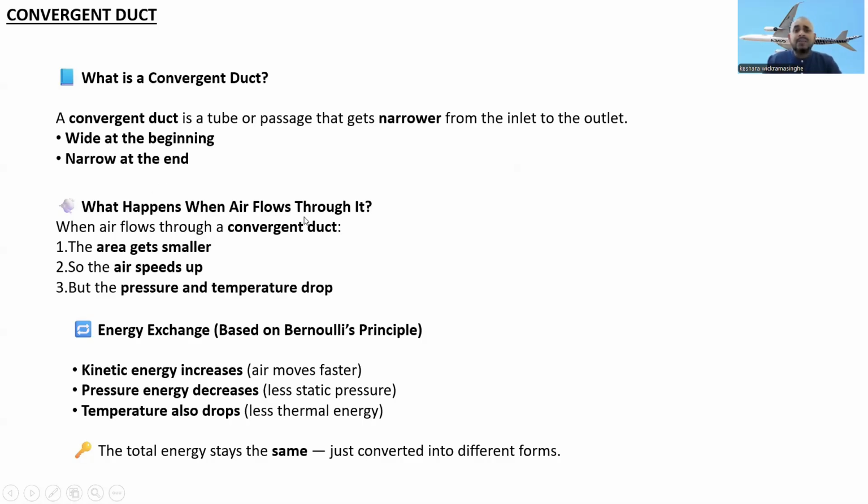So what happens when the air flows through it? When air flows through the convergent duct, the area gets smaller, so the air speeds up, but the pressure and the temperature drop. Energy exchange based on Bernoulli's principle: kinetic energy increases, air moves faster, and the pressure energy decreases, less static pressure, and temperature also drops, less thermal energy. So the total energy stays the same, just converted into different forms.